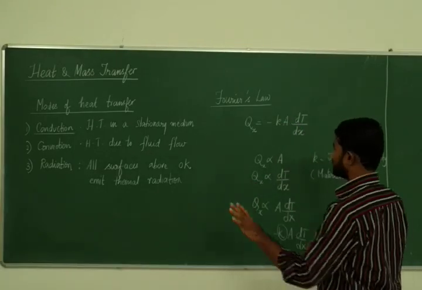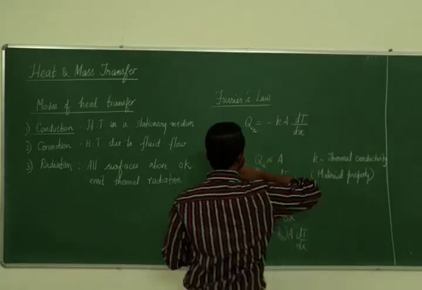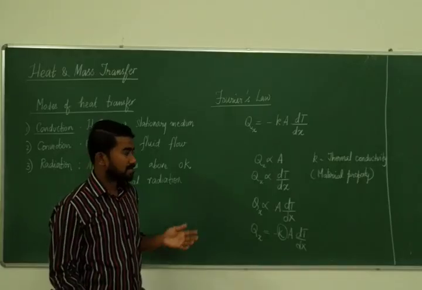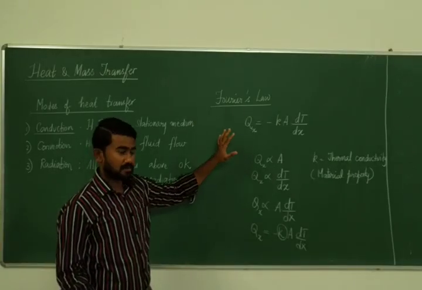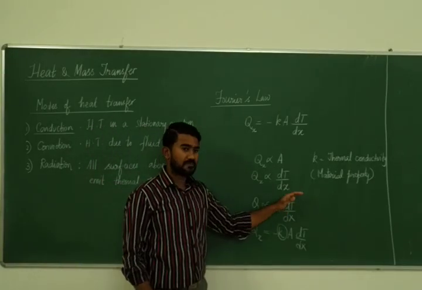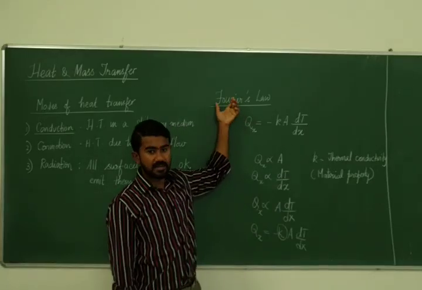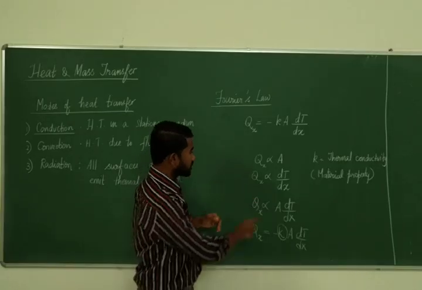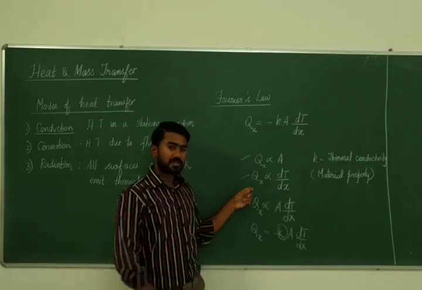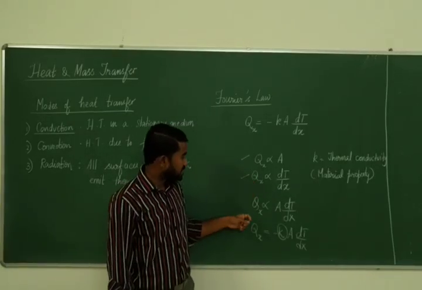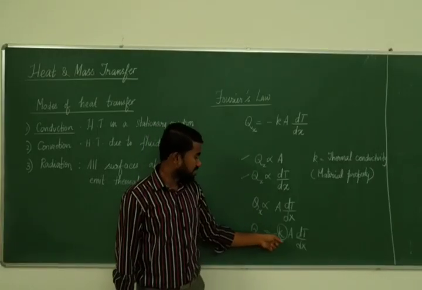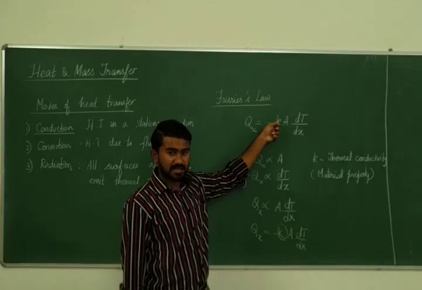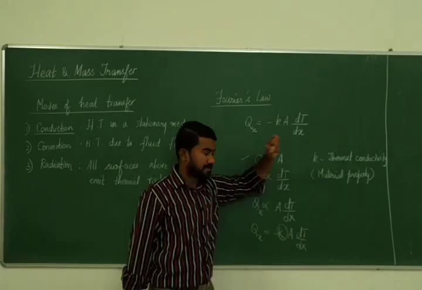Fourier's law is a phenomenological law, meaning it cannot be derived from first principles. Based on observations from various experiments conducted by Fourier, he concluded that Q has to be proportional to area and Q is proportional to the temperature gradient, and hence Q has to be equal to minus kA dT by dx. This constant depends on the material and this is called the thermal conductivity.